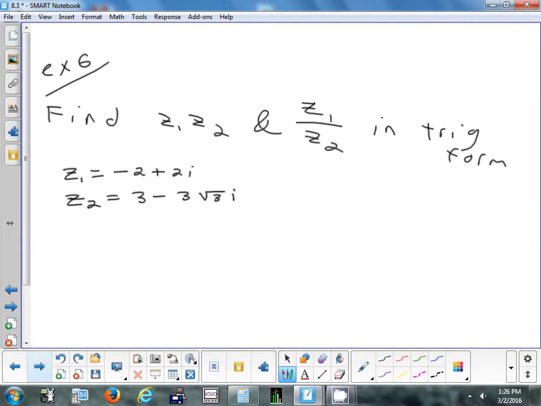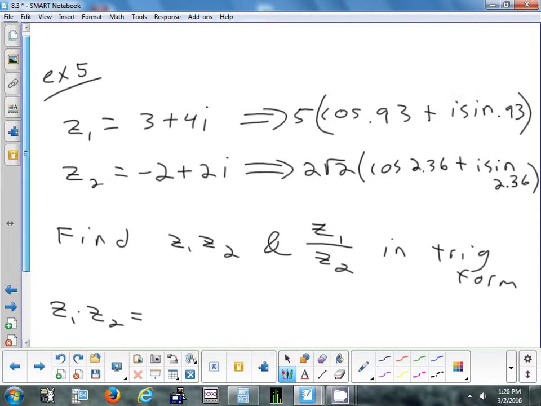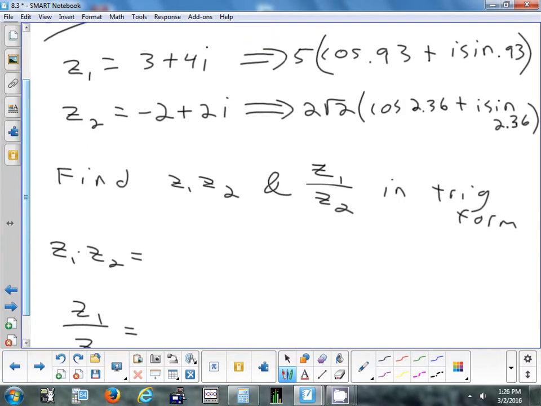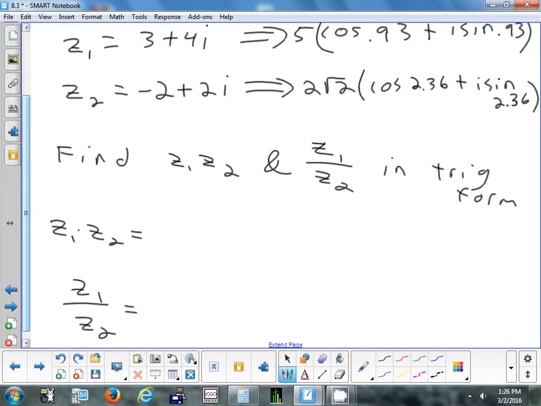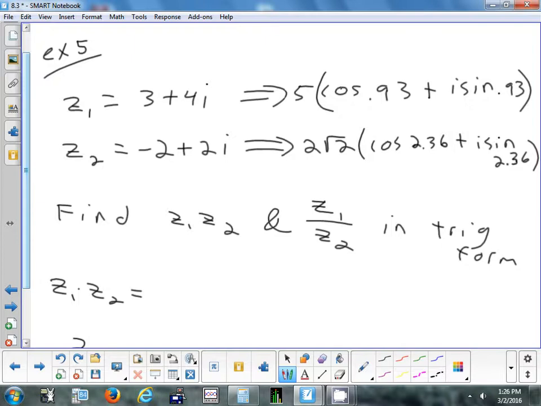All right, so let's look at this one together. I've got Z1 and Z2, and I want to multiply them together, and then I want to divide them. I've already changed them into trig form for you. In fact, this one, people remember doing this one? We had the 2 root 2 as our radius.